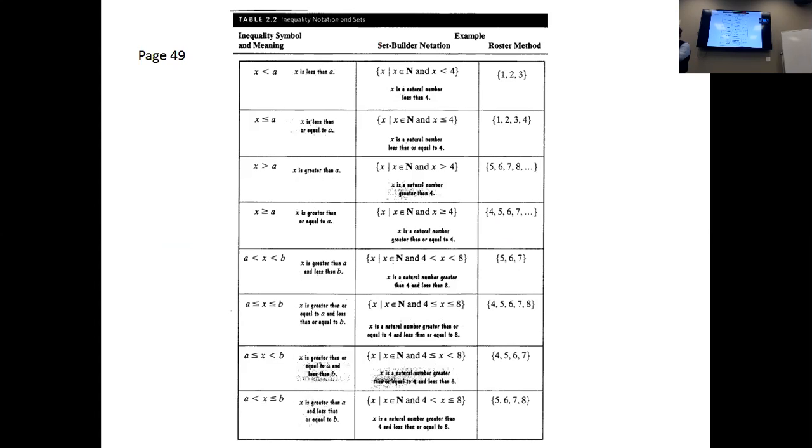Or you can do equal sign only for one part or the other part. Is that clear? Okay.